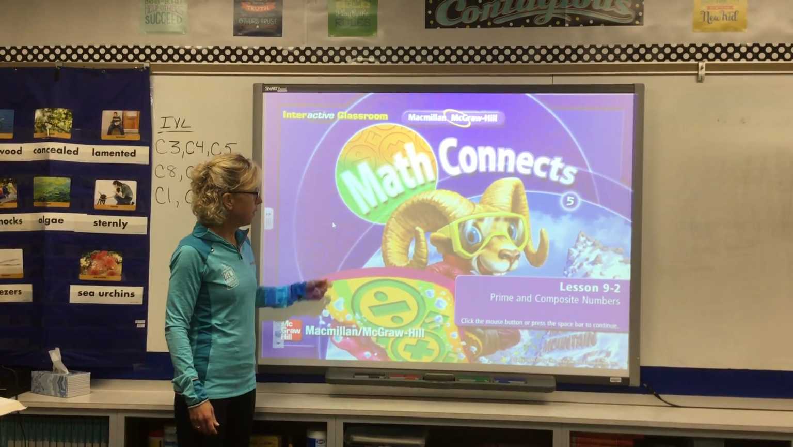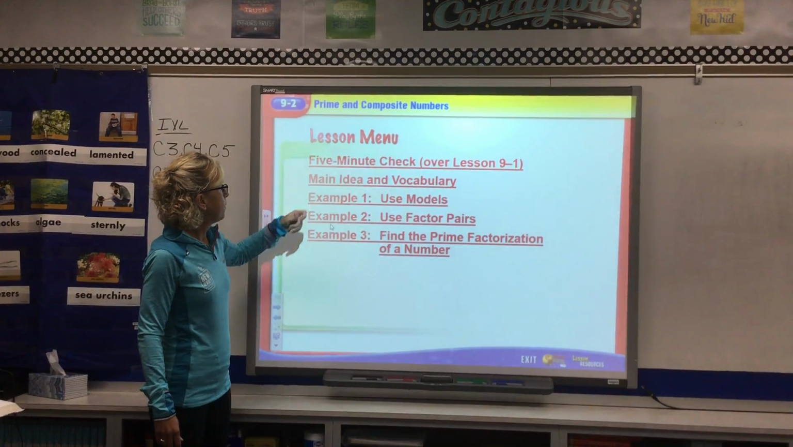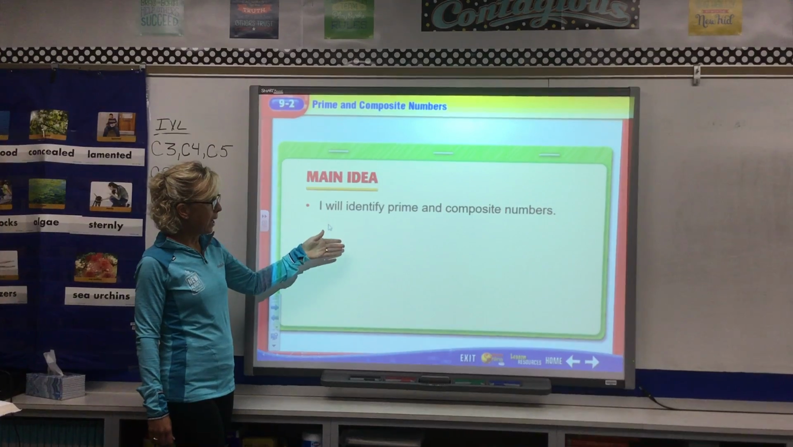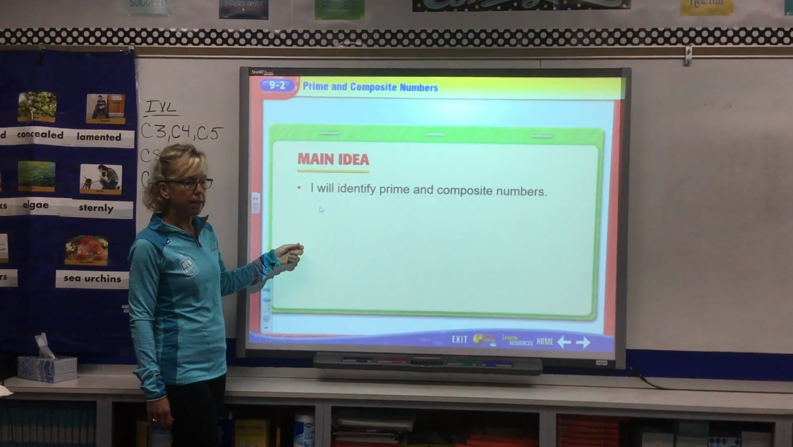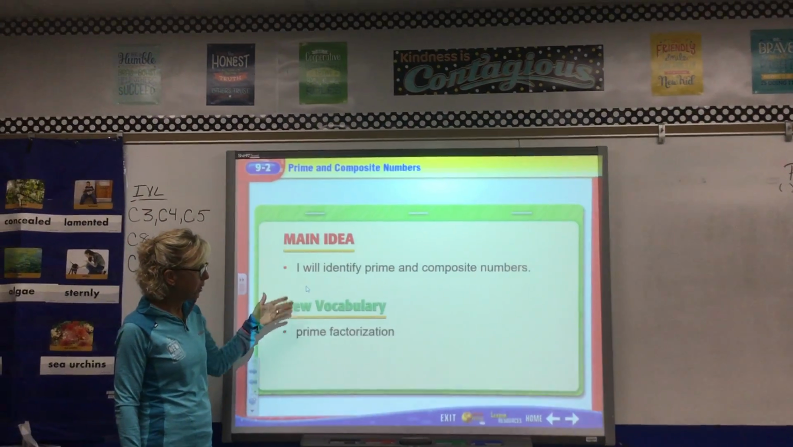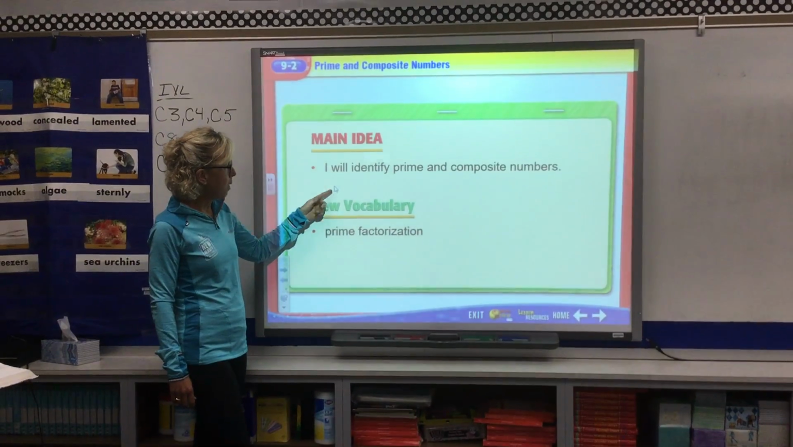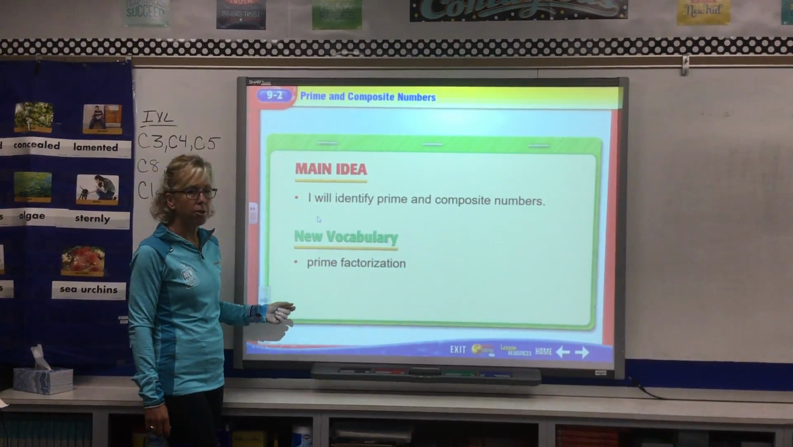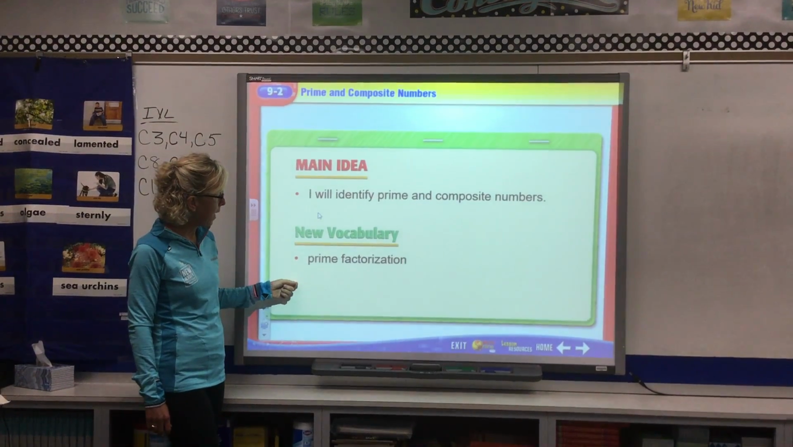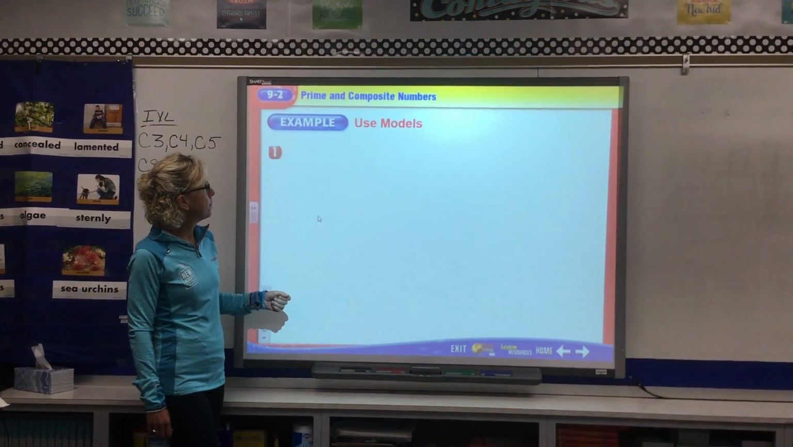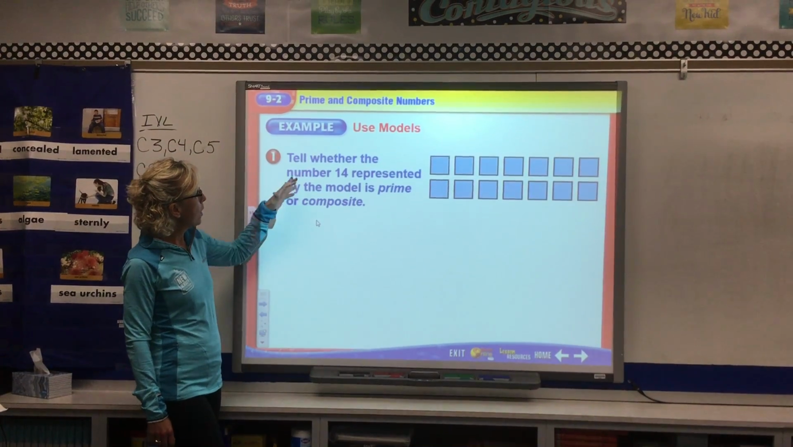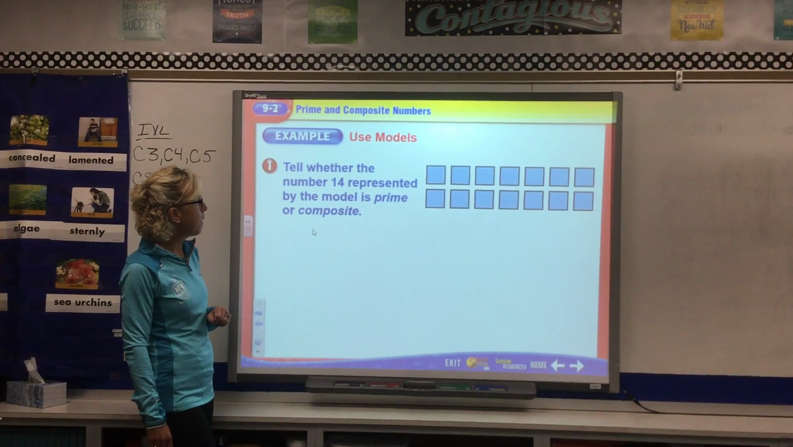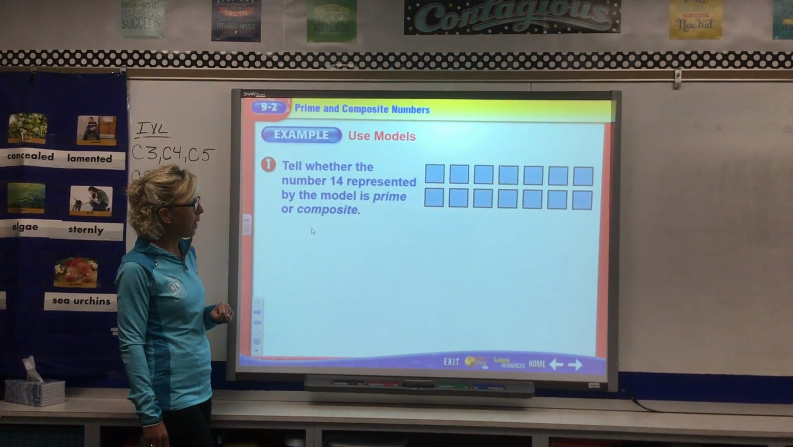But today, we're going to identify prime and composite numbers. We've talked about it in the previous lesson. Mrs. Lund shared a little bit of background with it. One of my favorite things to do is something called prime factorization. We're going to talk about that. It says tell whether the number 14 represented by the model is prime or composite.